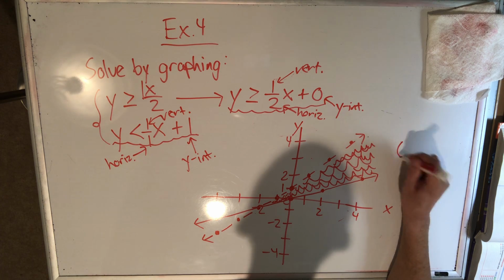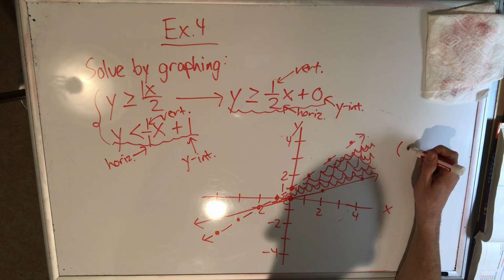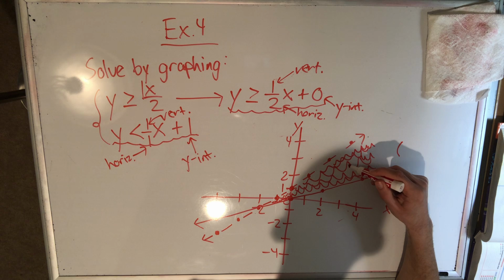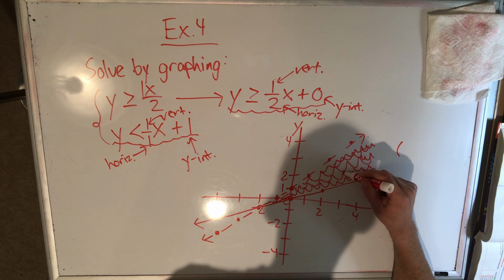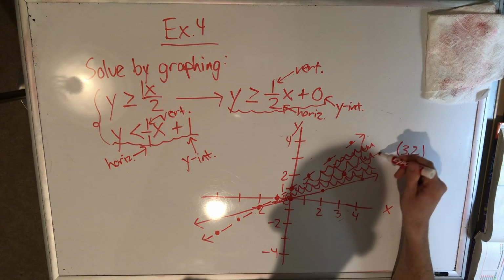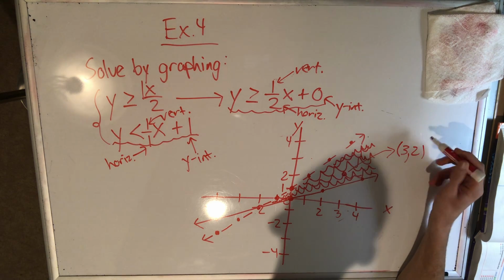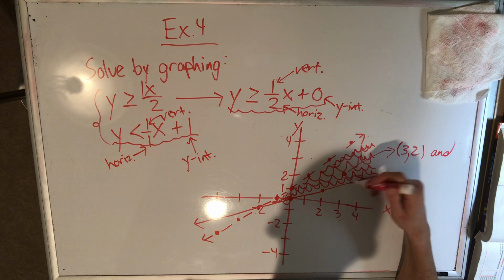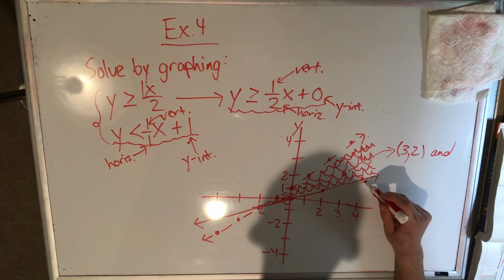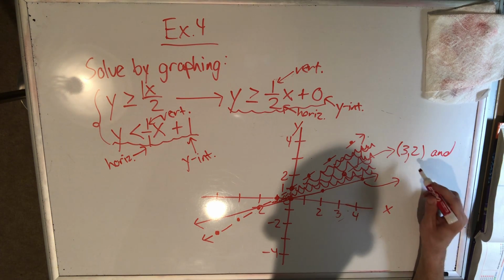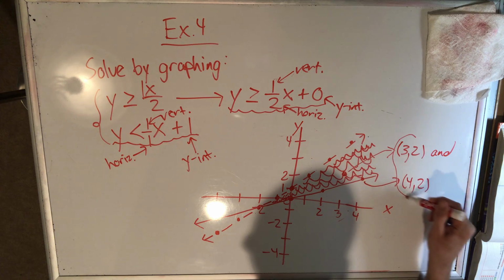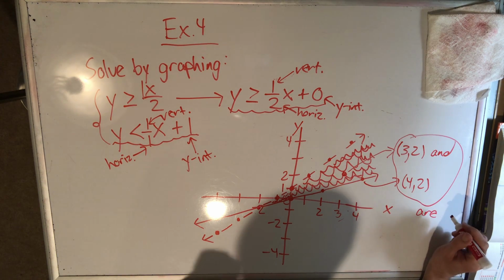So in the directions, which I did not write down, it wants 2 points that are part of the solution set. So I'm going to pick a point from the shaded region, just a random point. Let's go with this point here, 3, 2. Lining up with 3 on the x-axis and 2 on the y-axis. And I can pick any other point in the shaded region, or a point on the solid line bordering the shaded region. I'm going to do that. That's going to be 4, 2. X is 4, y is 2. So those points are examples of 2 points in the solution set.